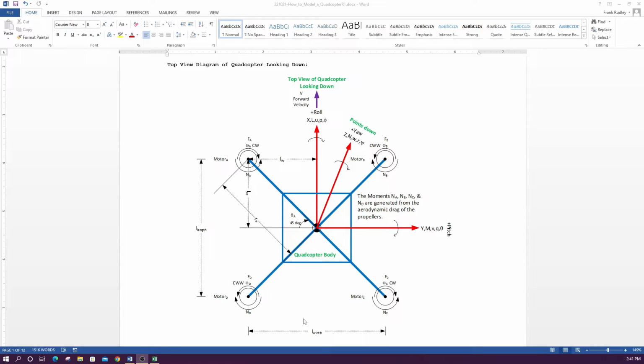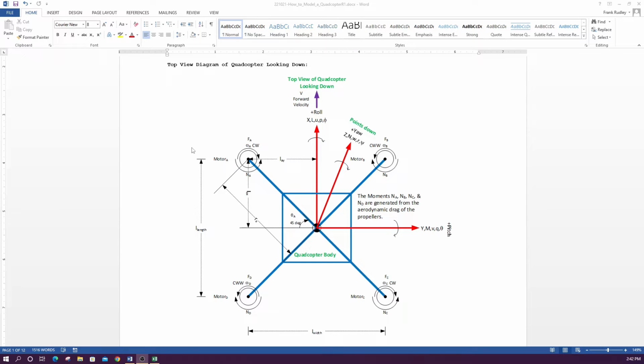It's not real obvious how these things turn, but we'll look at the equations a little bit closer. So I actually wrote it in here. The moments NA, NB, NC, and ND are generated from the aerodynamic drag of the propellers. So that's how we could build a control force to turn the aircraft.